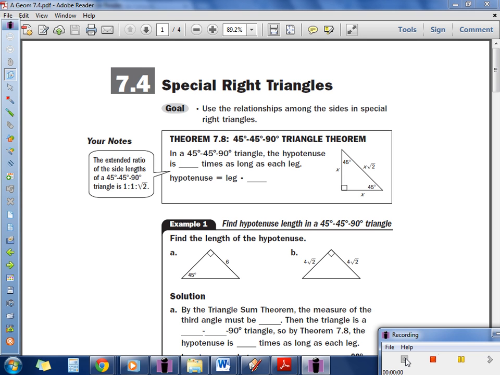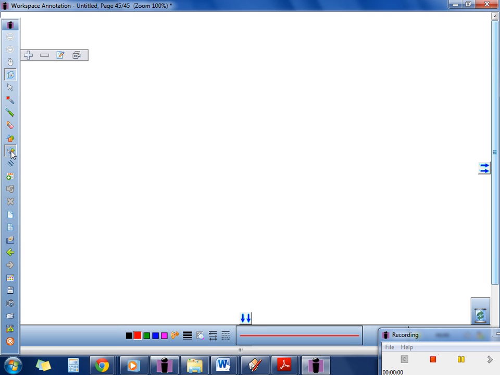Today's lesson deals with two special right triangles. There are two special right triangles that we're going to talk about today. So I'm going to do this on a blank page real quick. I want you to draw these two shapes. They're going to be two different triangles that we're going to talk about.